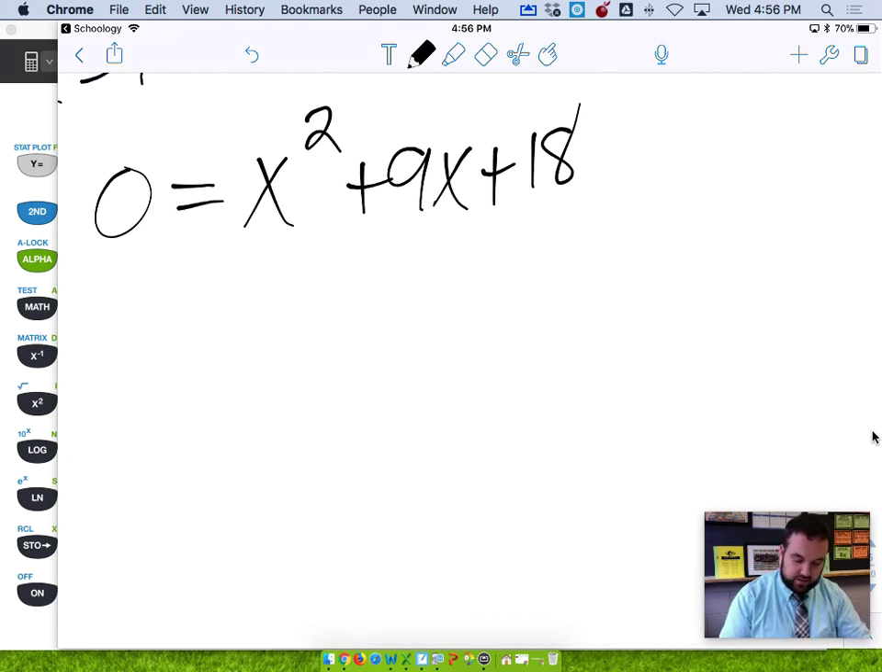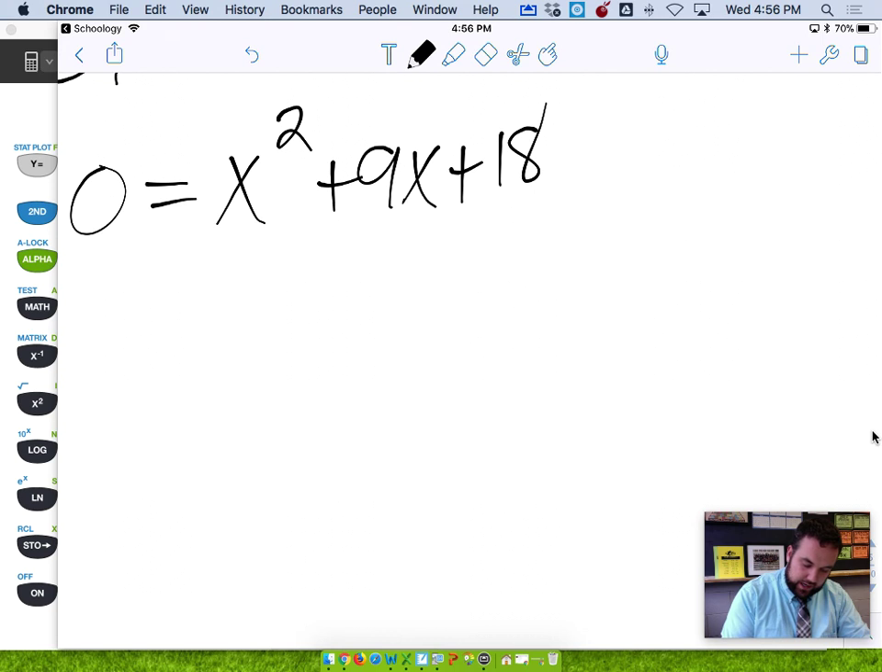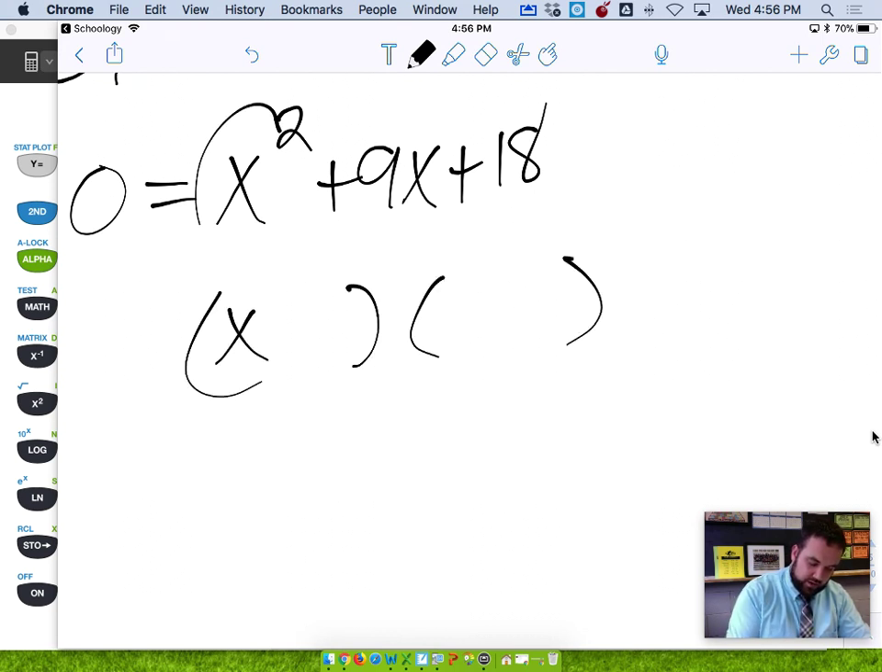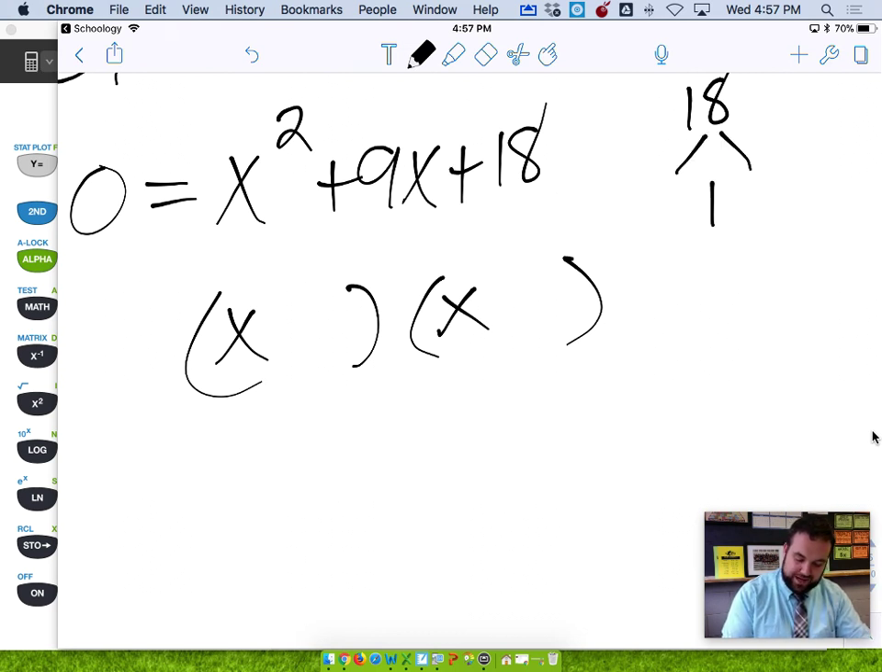The way I set this up, and every teacher does this differently, I know that I'm going to factor it to look like this. I know that in order to make this x squared, I need to do x multiplied by x. And then I want 2 numbers that multiply to c, or the final number, in this case 18. So I want 2 numbers that multiply to 18 that add up to my b value, or the middle number with x, in this case 9. What 2 numbers multiply to 18 and add to 9? That is 6 and 3.